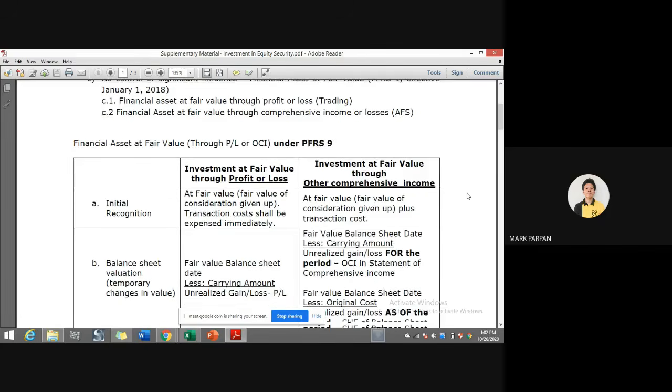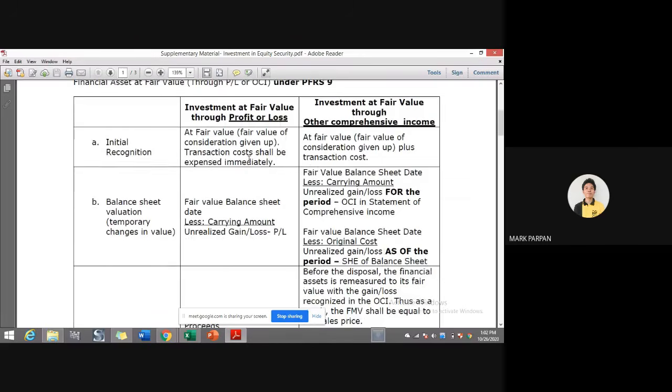So for investment through profit or loss, you compare the fair value at the balance sheet date versus the carrying amount, and it will result in the unrealized gain or loss which will be presented in PL. Okay? Here, for FAFVTOCI, you compare the fair value at the balance sheet date versus the carrying amount, then that will give you the unrealized gain or loss for the year, which will be presented in the OCI.